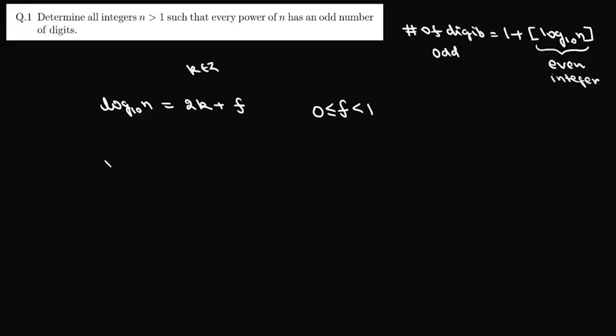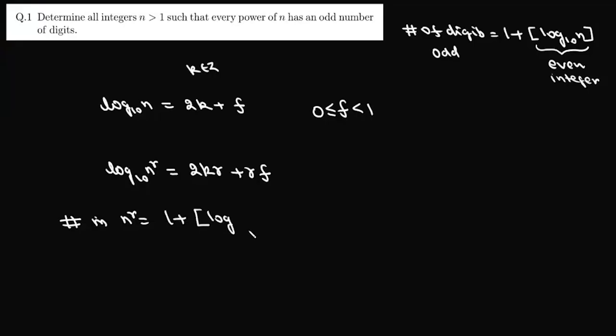So if we take any power of n, say n to the power r, we can write log base 10 of n to the power r as 2kr plus r into f, and the number of digits in n to the power r will be 1 plus the greatest integer function of log of n to the power r base 10. Now again, it should be an odd number. It will be odd if this is even. Now in this, we already know this 2kr is even.